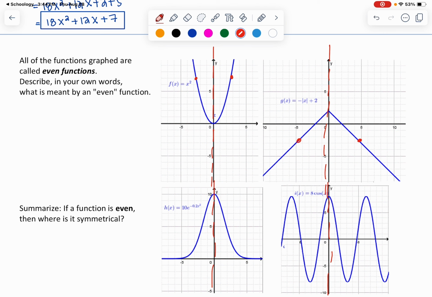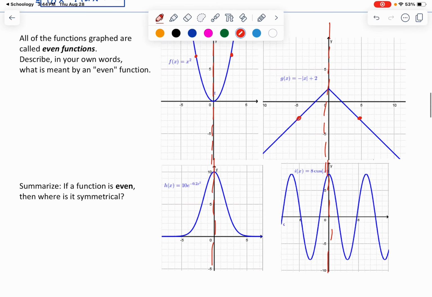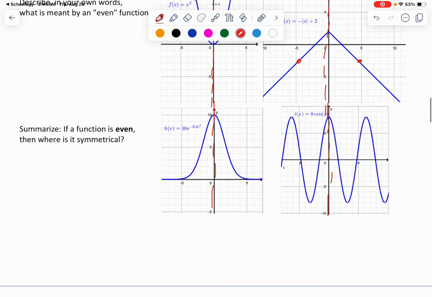That is the line, either you can look at it as x equals 0 or the y-axis. I would say the y-axis. So if a function is even, where is it symmetric? Over the y-axis. Even functions are symmetric over the y-axis. In other words, if I were able to fold the graph in half vertically, it would fall on top of itself.